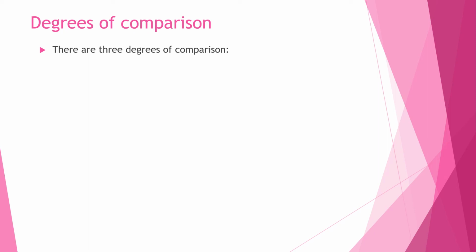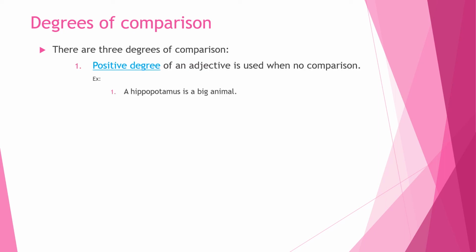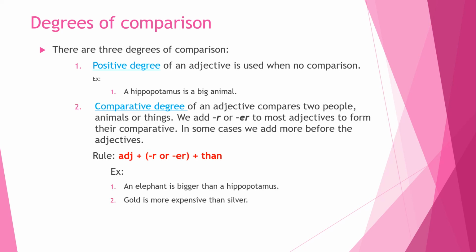Now, coming to degrees of comparison, there are 3 degrees of comparison. First is positive degree, which is used when there is no comparison. For example, a hippopotamus is a big animal. And the next degree of comparison is comparative degree, which compares two people, animals, or things.